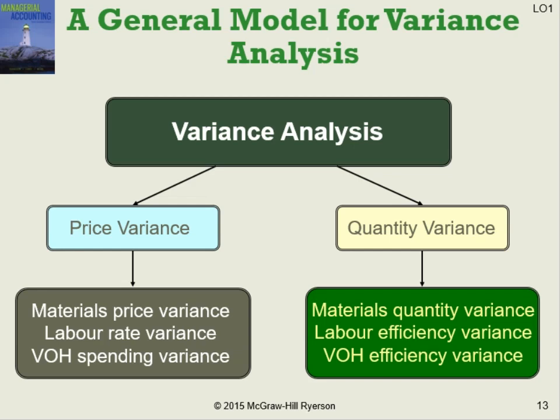Variable overhead and labor are referred to as efficiency variances, and essentially a variable overhead efficiency variance is essentially a labor efficiency variance, just multiplied by the variable overhead predetermined rate. So the variable overhead efficiency variance isn't really a measure on its own.